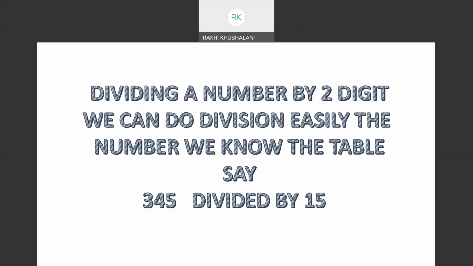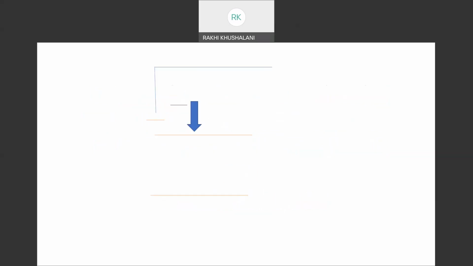Okay. Say 345 divided by 15. 15 कितने डिजिट का नंबर है? 2 डिजिट का नंबर है. और अगर मुझे इस तरह का डिवीजन दिया जाता है कि 345 डिवाइडेड बाय 15, तो मैं कर सकती हूँ डिवीजन इजीली, क्योंकि up to 15 you know the tables, so it's not so difficult. Let's see how we are going to do it.